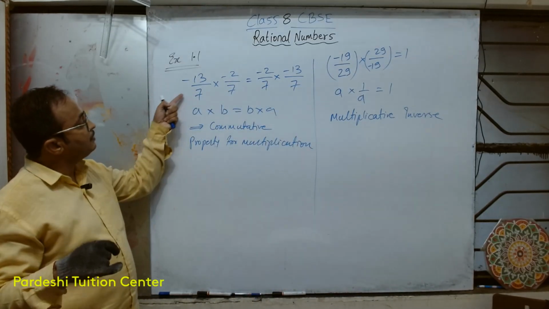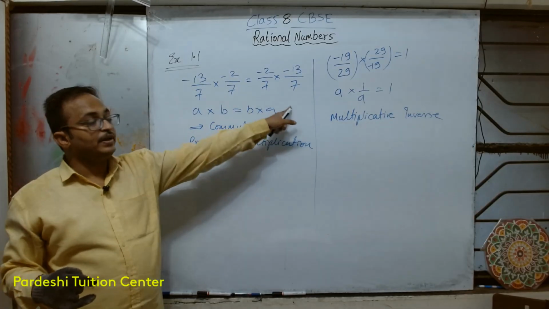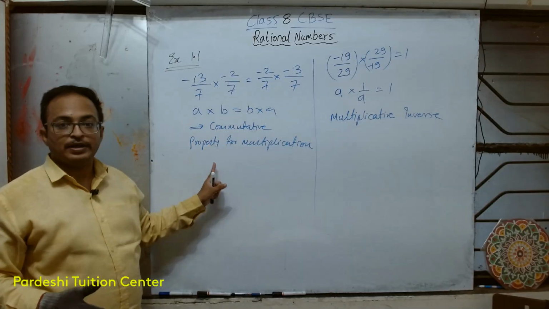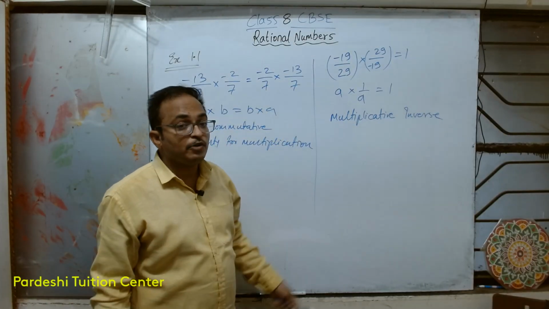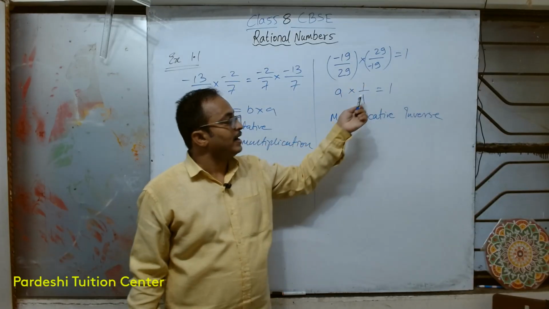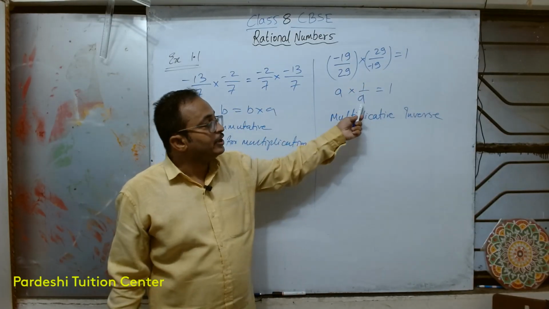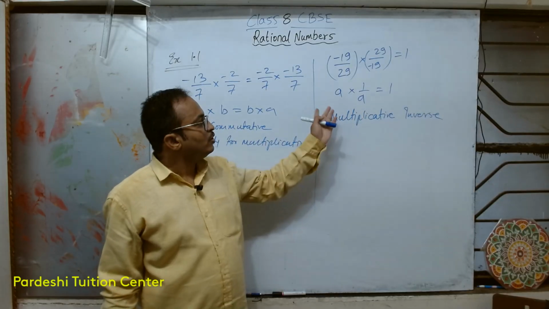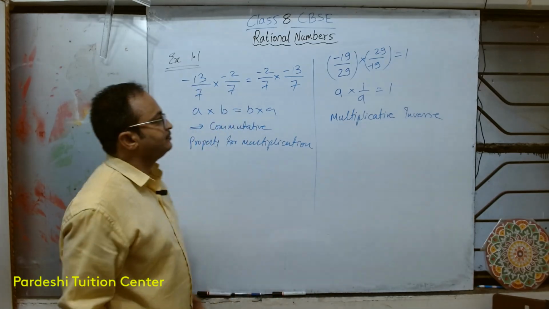Here, minus 13 by 7 is A, minus 2 by 7 is B. So here it will be B into A. A into B is equal to B into A, which is the commutative property. And here, if I suppose minus 19 by 29 is A and 29 by minus 19 is the other, then it will become 1 by A. So A is the multiplicative inverse of 1 by A, and 1 by A is the multiplicative inverse of A. So here the multiplicative inverse property is used.